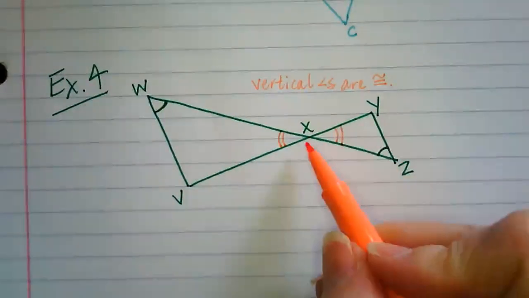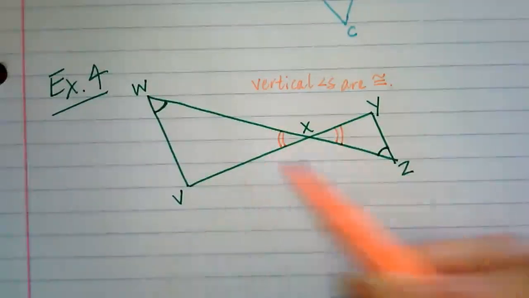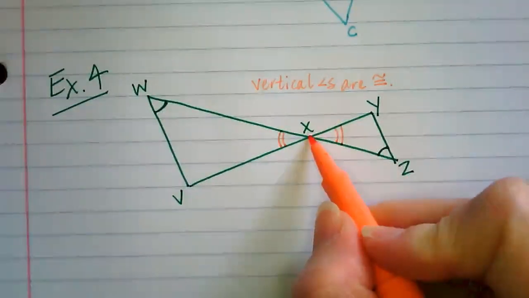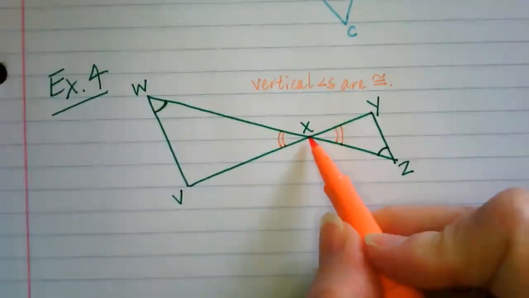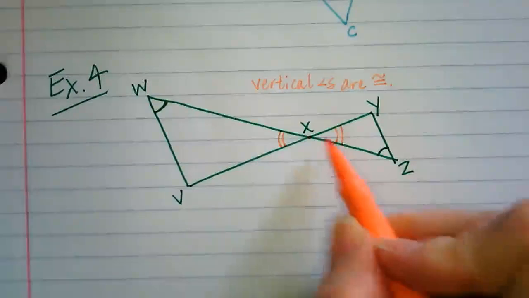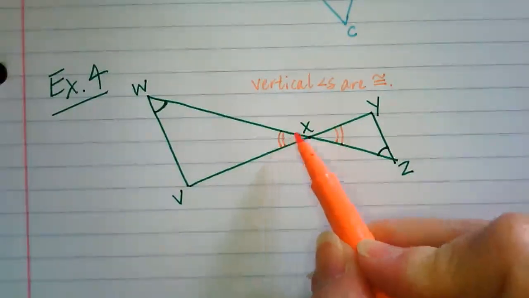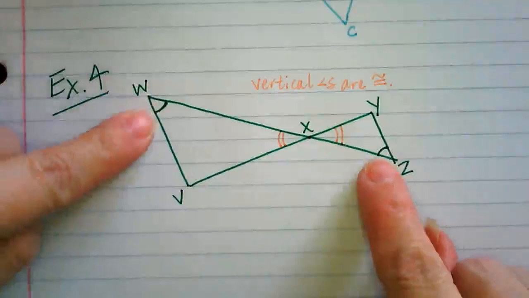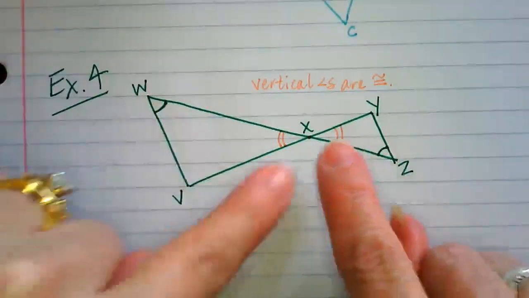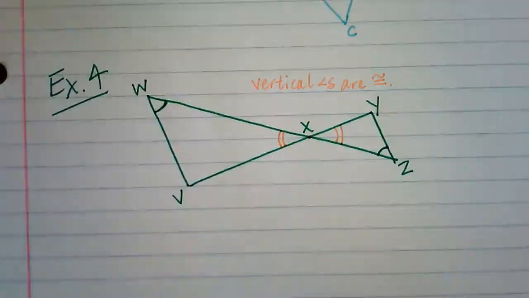Because when angles are vertical, they share the same two lines or line segments and the same vertex, which is kind of where vertical came from. They have the same vertex and they're made of the same two segments. So we know that this angle, whatever it is, is going to be congruent to this angle right there. So now what that tells me is if those two angles are the same and those two angles are the same, then those two angles would have to be the same.